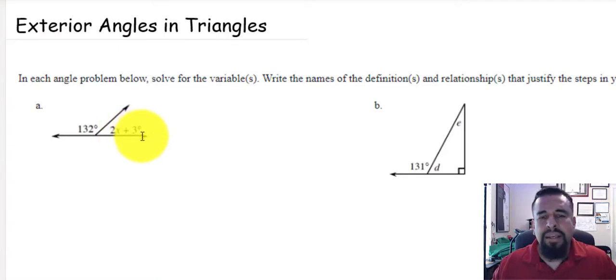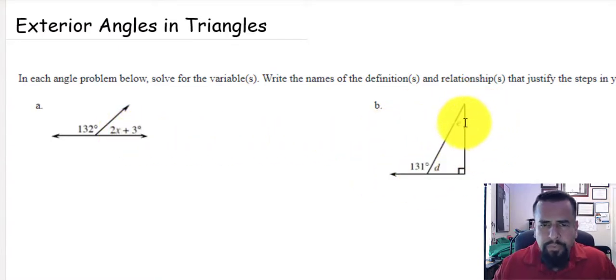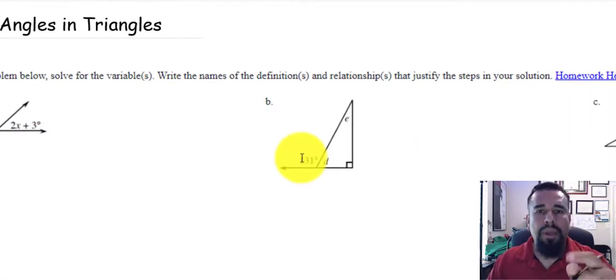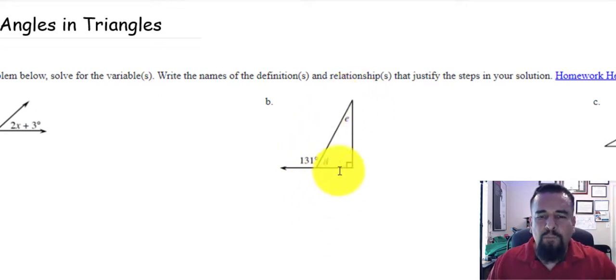All right. Let's take a look at the letter B. This one, notice they gave me an exterior angle. Oh, and make sure you're writing this down. All right. Take good notes. Right here on this one, what you should know is that this is called an exterior angle. So they gave us one and it has 131 degrees.